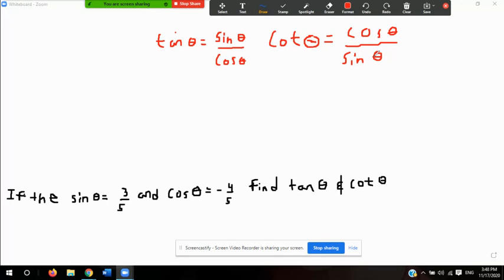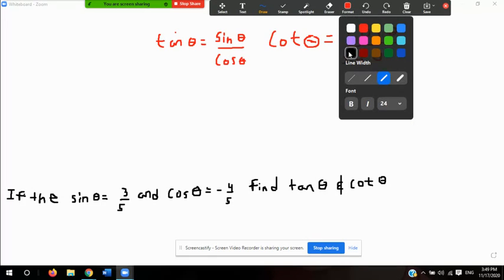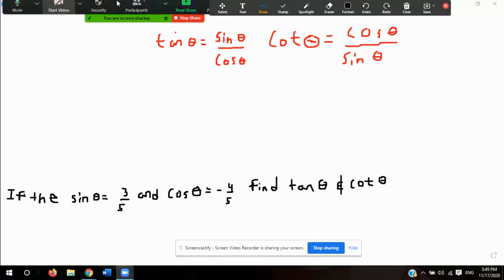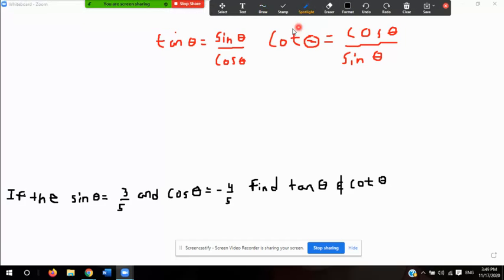And that is going to help us to work with the following exercise, which is example number 2. Now let me change that to black again. And the problem says, and let me get my spotlight so I can read it to you guys, it says, if the sine of theta is 3/5 and the cosine of theta is negative 4/5, find the tangent and the cotangent. So what we're going to do is plug these into the formulas that I just wrote here in red. So they want us to find the tangent and the cotangent.